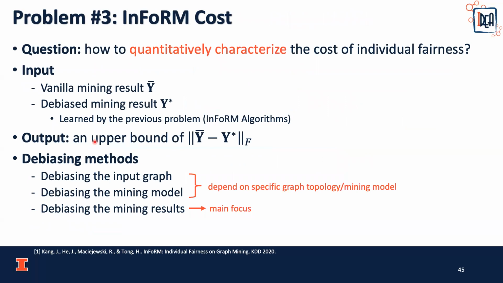And here we will talk about the third research problem, namely the informed cost problem. We aim to understand the cost of enforcing the individual bias by analyzing the difference in the mining results with and without the fairness consideration. And in the following analysis, we are particularly interested in the third method, which is debiasing the mining results, because it's a model agnostic one.